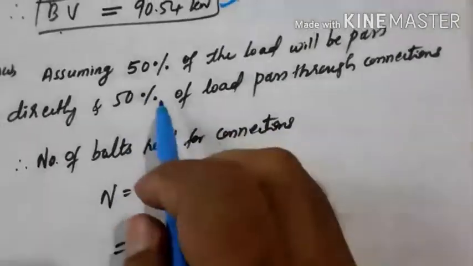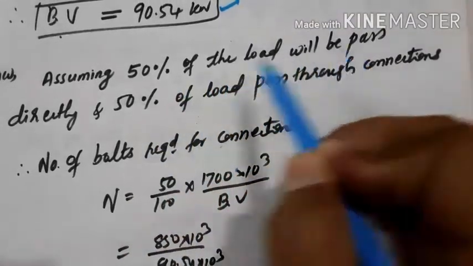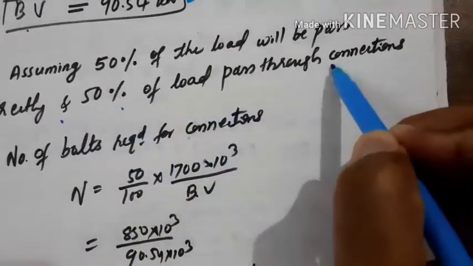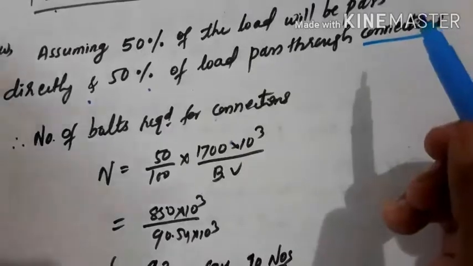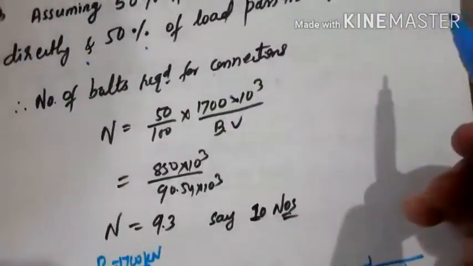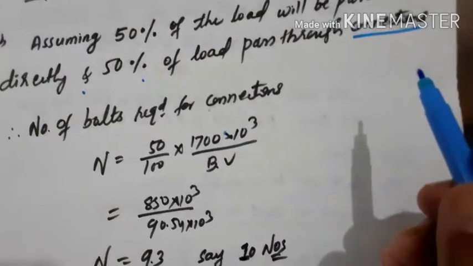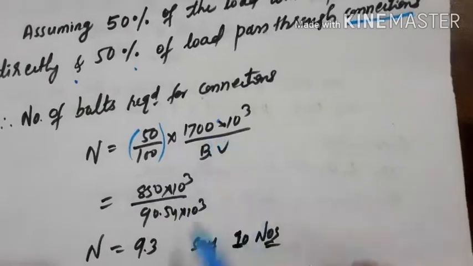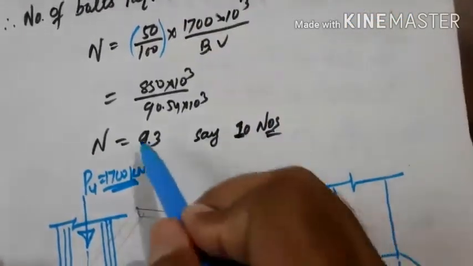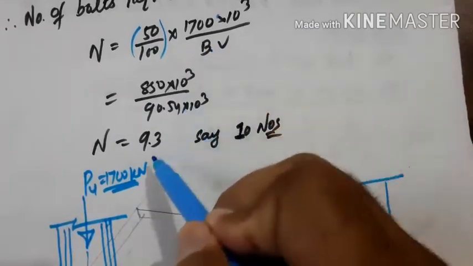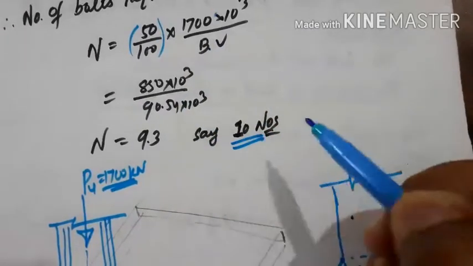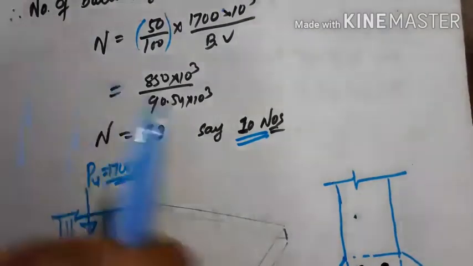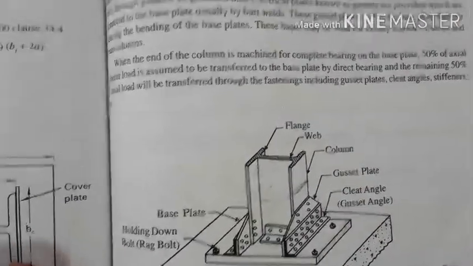Hence, assuming 50% of the load will pass directly and 50% of the load will pass through the connections, to calculate the number of bolts for the connections we need to consider only 50% of the load. Then the number of bolts required is 50% of the given load divided by the bolt value. When you calculate, you will get say 9.3, say 10 numbers, and these 10 bolts you need to provide on one side of the gusset. Like this you will get, this is the picture you get, the gusset.